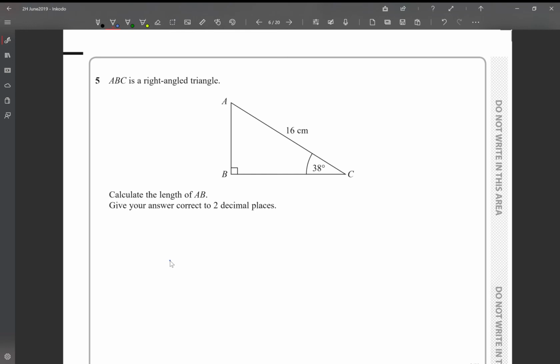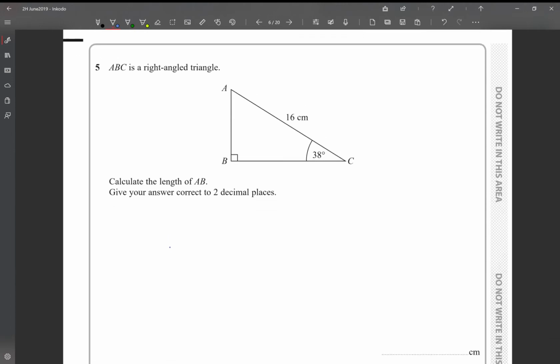Okay, so here's a question from the June 2019 paper. It's the second 2H higher paper, question number 5, so it's roughly about grade 5, I would say. And this is a trigonometry question, but it is quite a basic one. It's fairly obvious what it is.